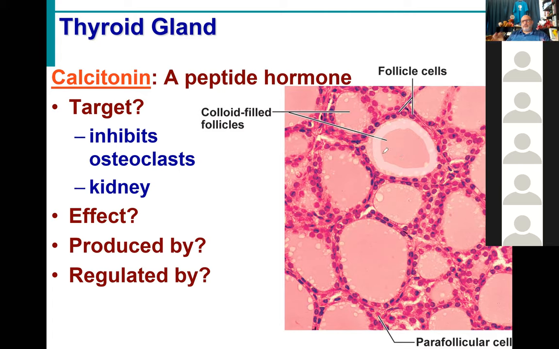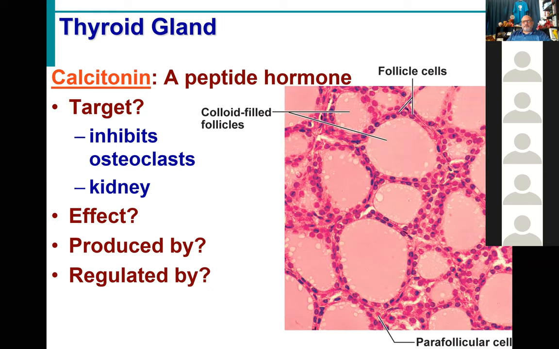We basically have taken a simple cuboidal epithelial tissue, rolled it up into a follicle that has a space in the middle. However, that space is filled with a colloid, basically a fluid with suspended hormones in it. Right, that's what a colloid is, some fluid with things suspended in it. Fun with the vocabulary. Okay. All right? Yes.